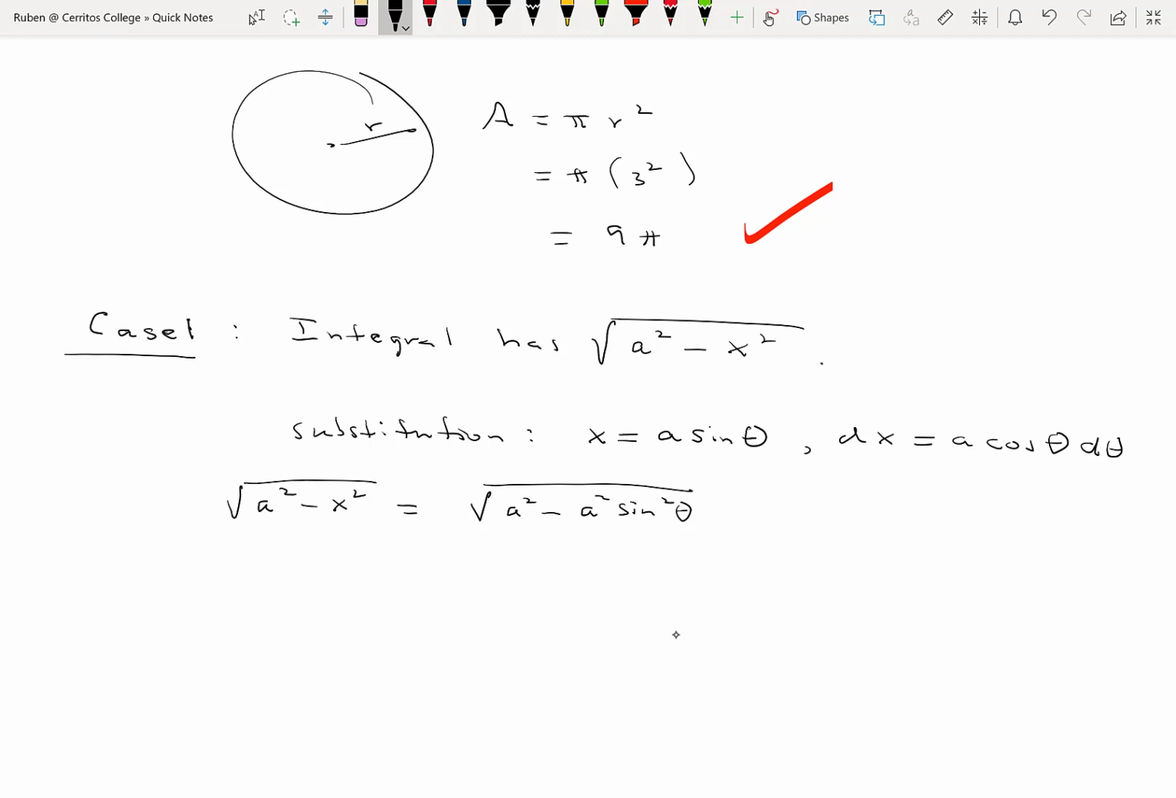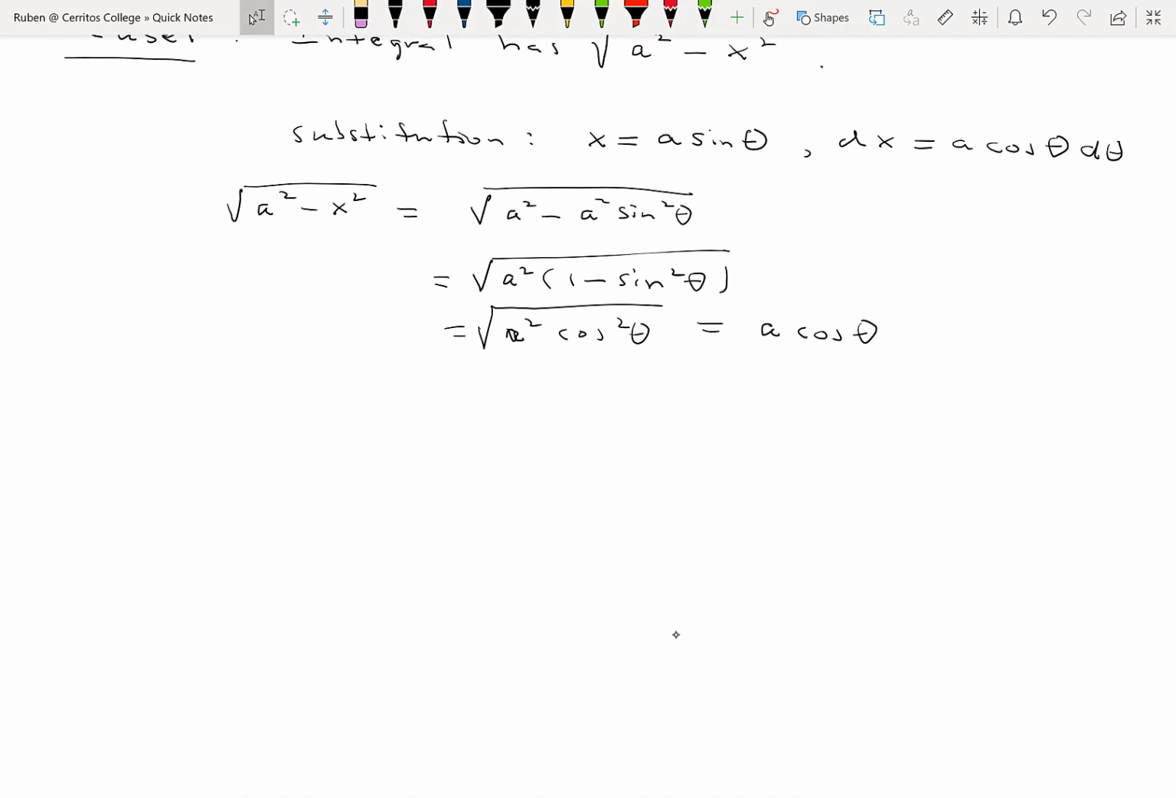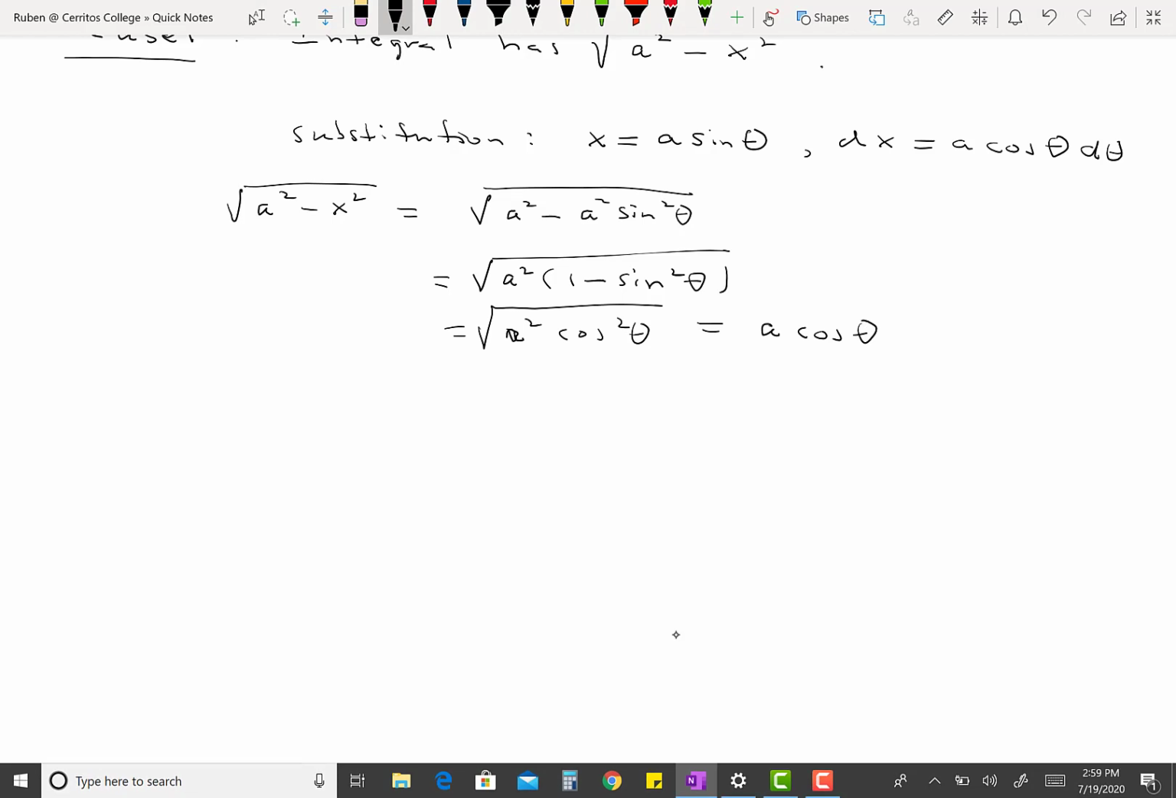So if I make that substitution, underneath the radical sign becomes a squared times the quantity 1 minus sine squared, which is a squared cosine squared, the square root of which is a cosine theta. So this is what happens each time we make this substitution in case 1. All right. So now, before we look at the other cases, and there are only 2 other cases, let's take a look at one more example of case 1.